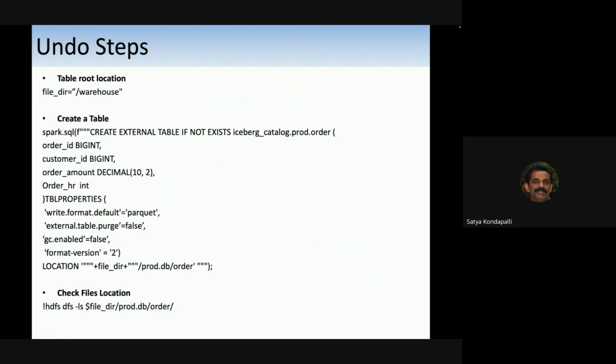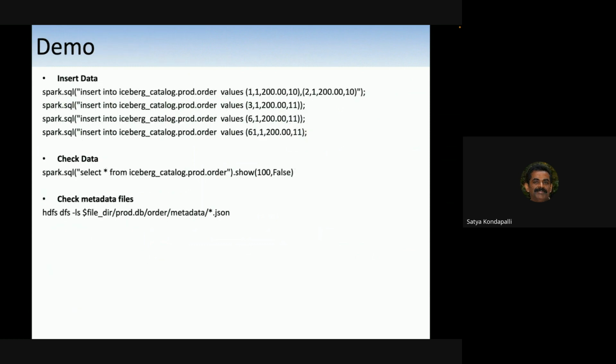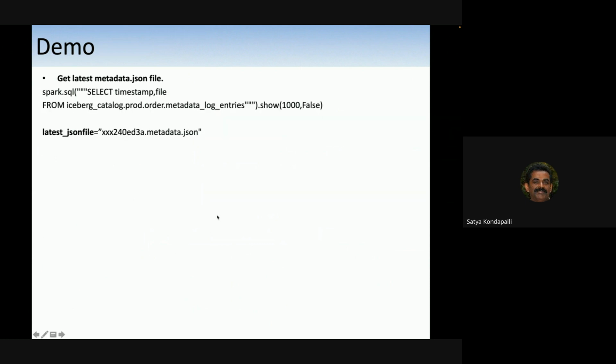And then once you create the table, check the directory structure, insert some data, as you see here, a simple insert, and then validate the data. Then of course get the JSON files. Before you drop, you can also verify the location of your metadata JSON files using the metadata_log_entries metadata table for a given table, so you can get the timestamp and file, and then get the max timestamp.